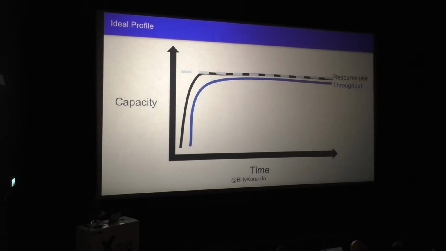So in an ideal world, then, you'd have a demand curve like this, roughly. So the resource use and throughput as far to the left as we can. There's no overshoot and wasted resource, and it quickly gets up and going for efficiently using the resources available. So that's what we want.